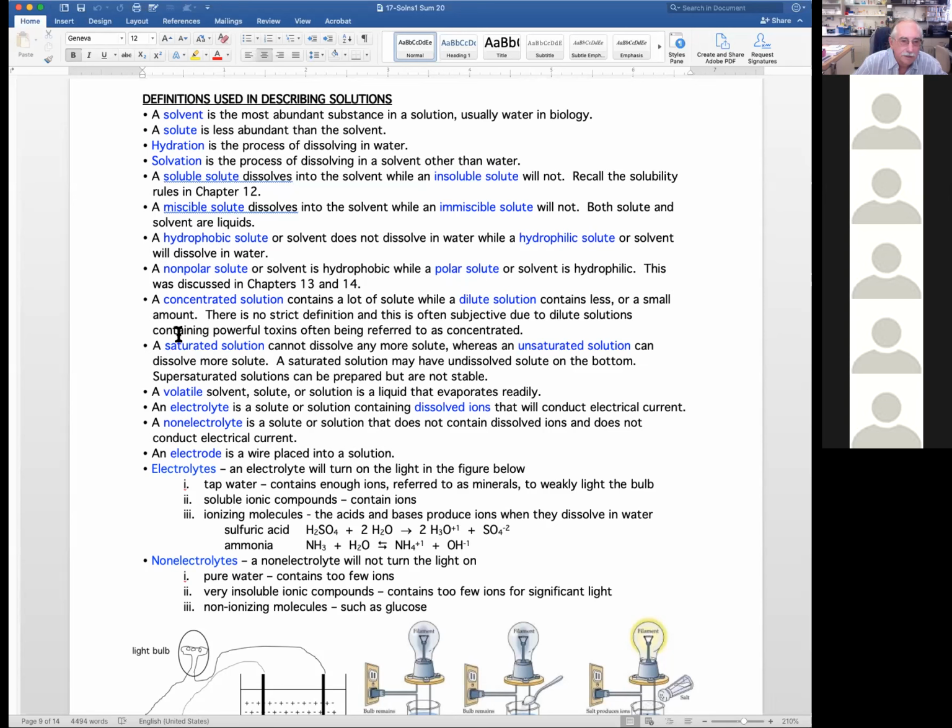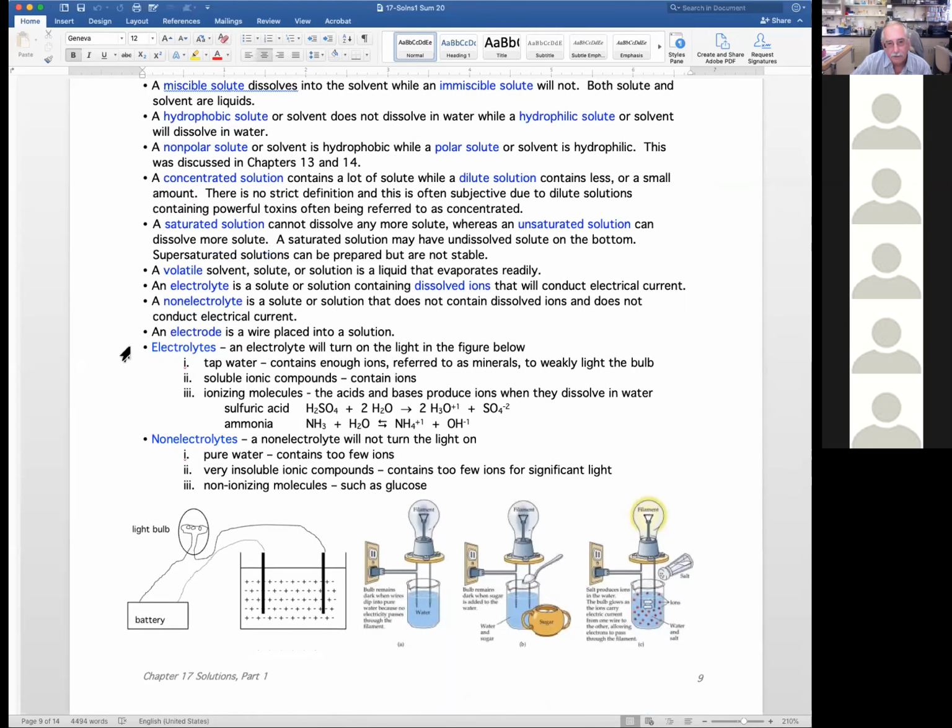So there's no strict definition between a concentrated solution and a dilute solution, but we still use those words in a relative sense. A saturated solution cannot dissolve any more solute, while an unsaturated solution can. A volatile solvent or solute or solution is a liquid that evaporates quickly. An electrolyte is a solute or solution containing dissolved ions that will conduct electrical current. And a non-electrolyte does not have ions in it and will not conduct electrical current.